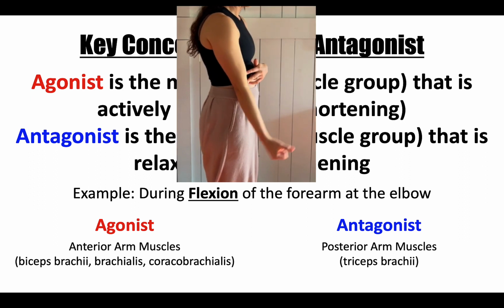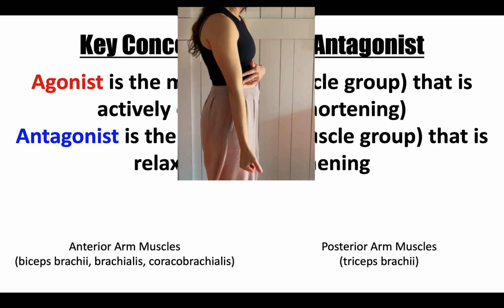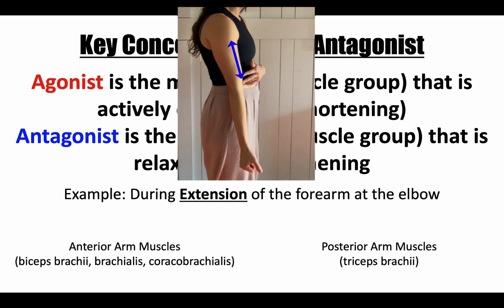During extension of the forearm at the elbow, the roles reverse, and the anterior arm muscles must relax and lengthen while the posterior arm muscles must contract and shorten to pull the forearm into an extended position. In this case, we switch. Anterior arm muscles are antagonists and posterior arm muscles are agonists.